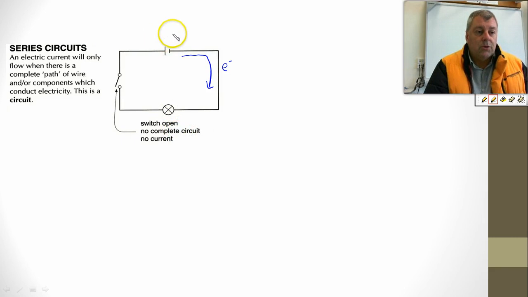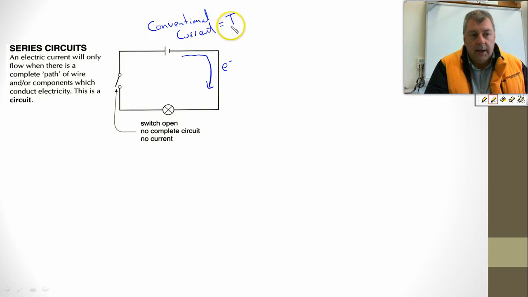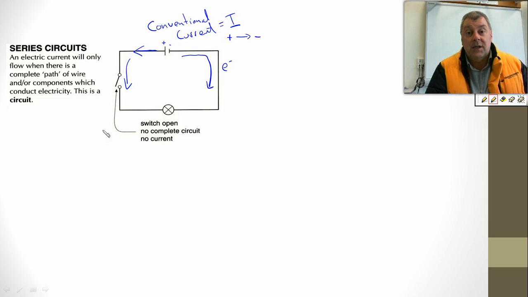But when we talk about something called conventional current, which is given the symbol I, what we say for that is that it flows from positive to negative. If this is the positive end and that's the negative end, we're actually saying that the current flows this way, the conventional current. Now the conventional current is an imaginary current.